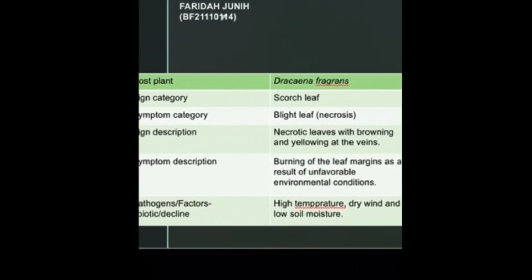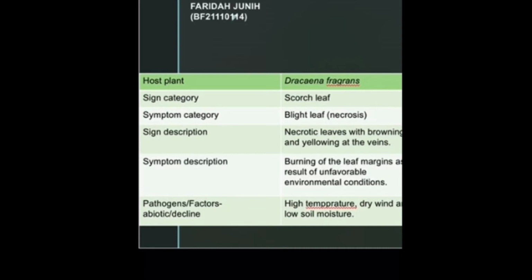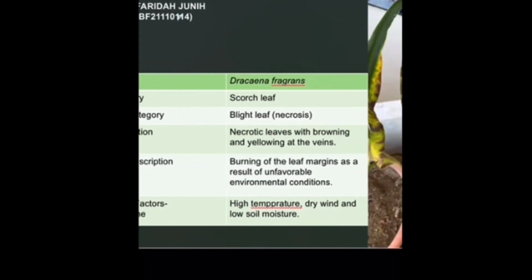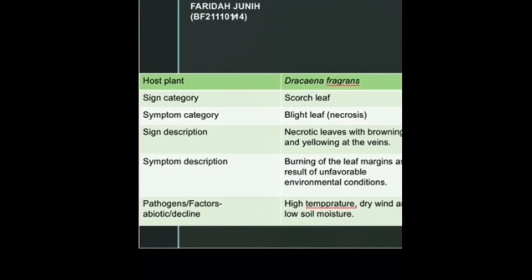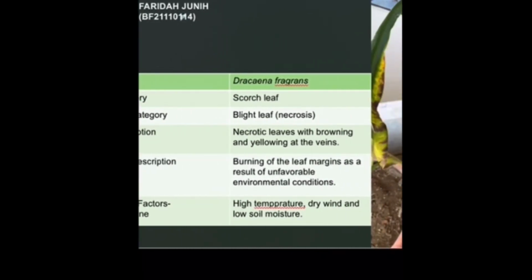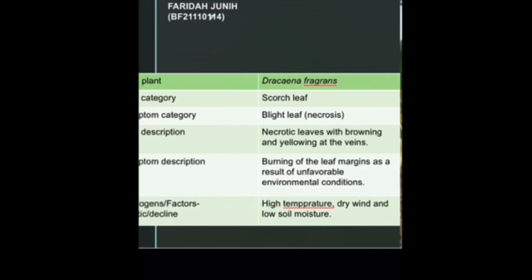The third host plant is Dracaena fragrans. Dracaena fragrans has a sign category of scorched leaf, and the symptom category is blight leaf, which comes from the group necrosis. The sign description is necrotic leaves with browning and yellowing at the veins. The symptom description is burning of the leaf margins as a result of unfavorable environmental conditions.